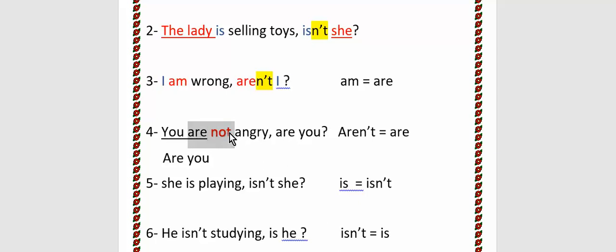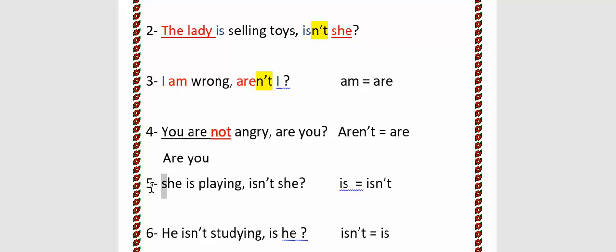Here we have not also. You are not. So what's the opposite of you are not? The opposite is are you. You are not angry. After the comma, we have are you because this is the negative form and this is the positive form. It's changed to its opposite. Aren't? It's changed to are.